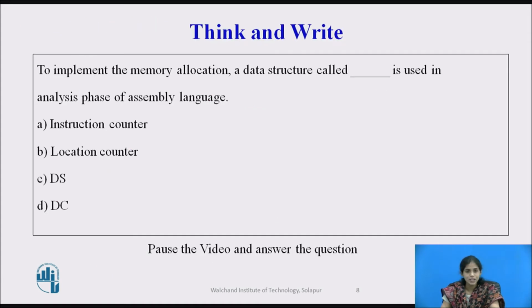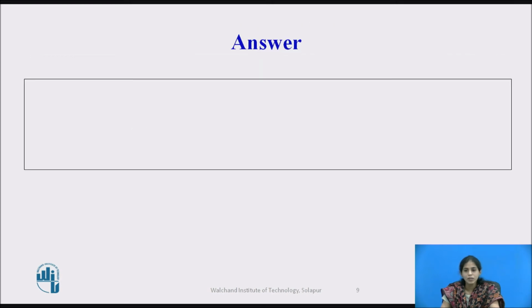Now after seeing the analysis phase, can you tell me, to implement memory allocation, a data structure called dash is used in the analysis phase of an assembly language? The options are: first, the instruction counter; second, the location counter; third, DS; and fourth, DC. Pause the video and think on it. To implement memory allocation, a data structure called the location counter is used in the analysis phase.